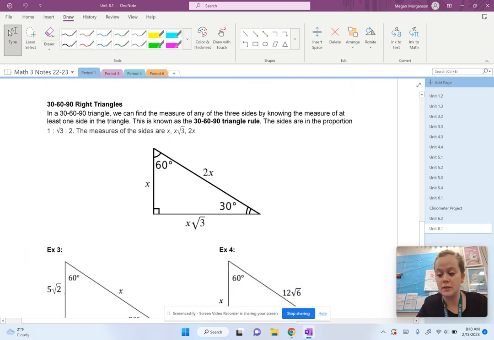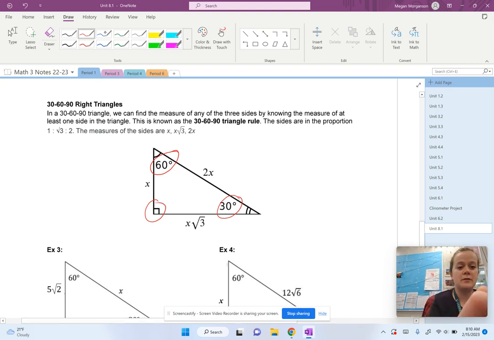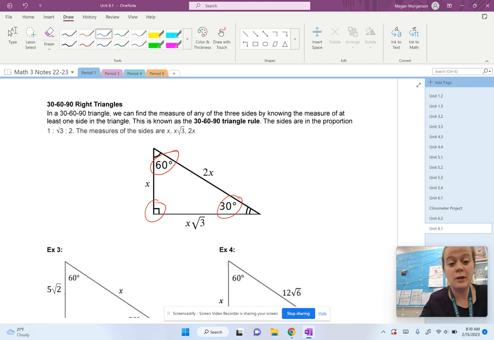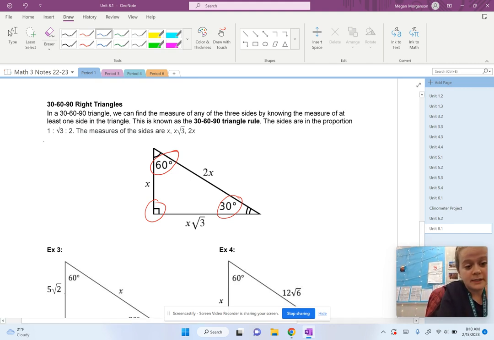So let's talk about our next special triangle. The next one we have is called a 30, 60, 90 triangle because the degrees inside the triangle are 30, 60, 90. This triangle is special because it is an equilateral triangle split in half.